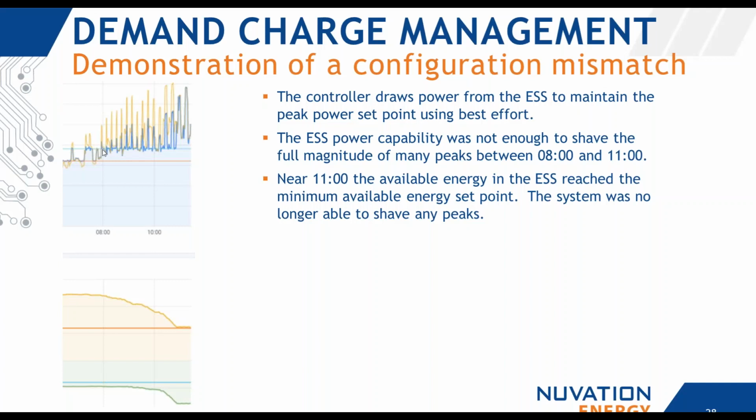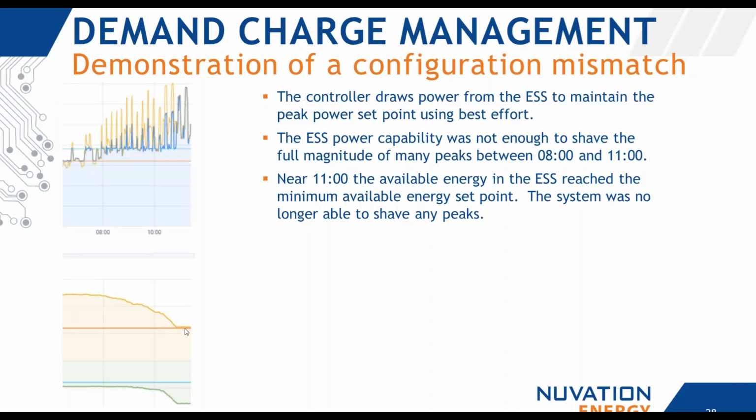This continues, but shortly after 8 a.m. in this graph, you can see blue lines starting to climb above the set point for the site. This is because the energy storage system was not able to provide the full amount of power to offset these peaks. So it did a best effort job to apply power from the battery to keep the peaks as small as it could. This continued until around 11 a.m.